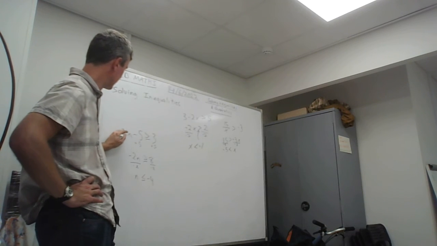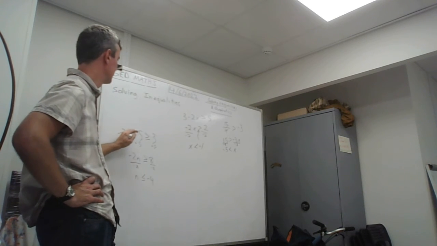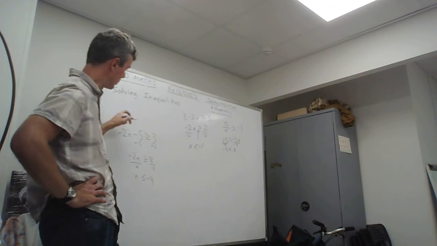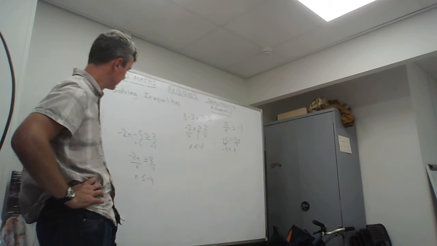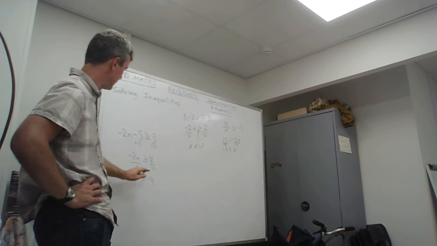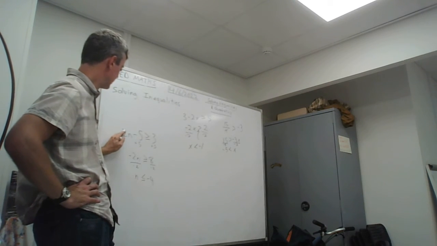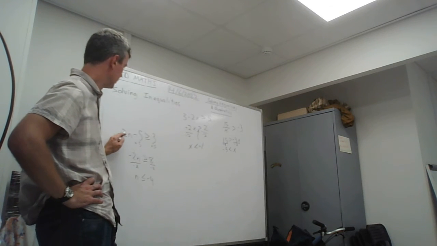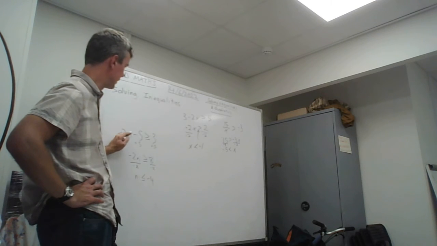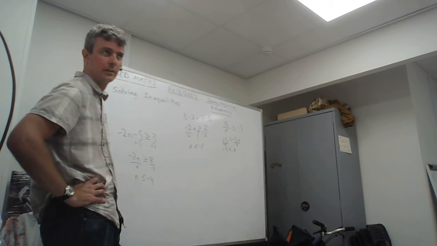If you look at this, negative 4 times negative 2 becomes 8. 8 minus 5 is 3. It works since it's less than or equal to, so it's fine. Less than negative 4, which is negative 5. Negative 2 times negative 5 is 10. 10 minus 5 is 5. 5 is greater than 3, so it works.